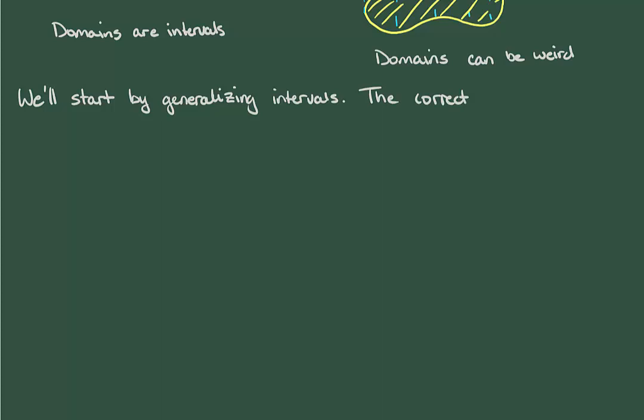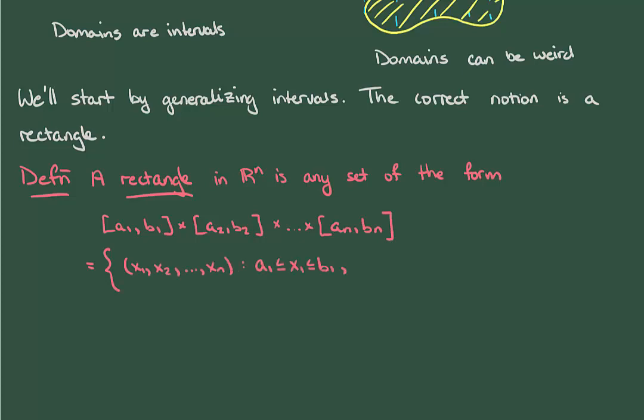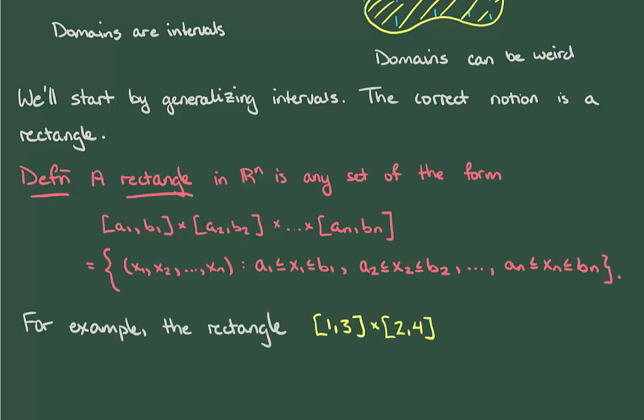Such things are, perhaps unsurprisingly, called rectangles. A rectangle in Rn is any set which is the product of closed intervals, like so. If we write this in set builder notation, it's the collection of n-tuples such that xi lives between ai and bi. To see why these are called rectangles, let's try drawing one, like the rectangle [1, 3] cross [2, 4], which is a rectangle in R2.